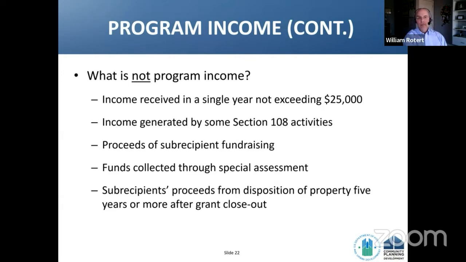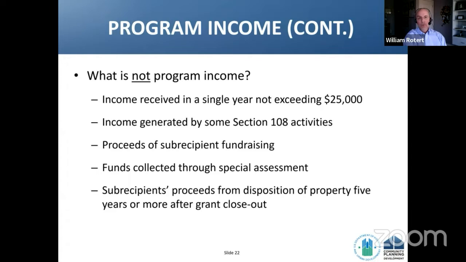It does not include income generated by some Section 108 activities. Many of you are familiar with the Section 108 loan guarantee program. The reason this is in there is because proceeds from those are oftentimes pledged as security for that Section 108 loan. So those amounts of income are not necessarily charged as program income for your CDBG program as a whole.